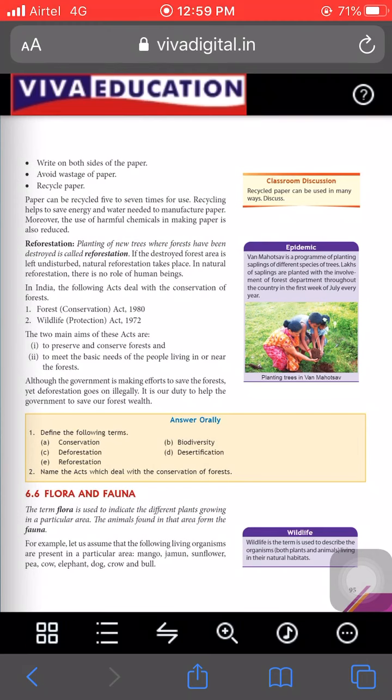For example, dog, crow, bull, elephant, cow, these are all fauna, and mango, jamun, sunflower, pea, these are considered flora. Okay.